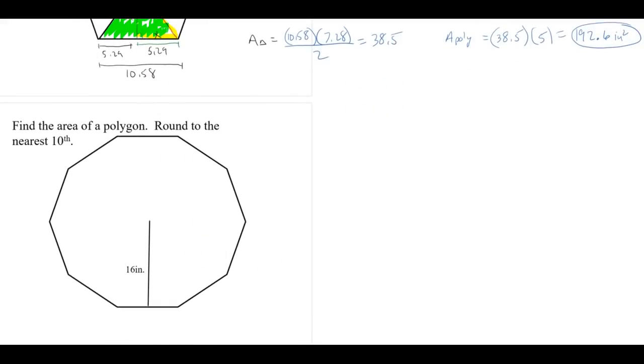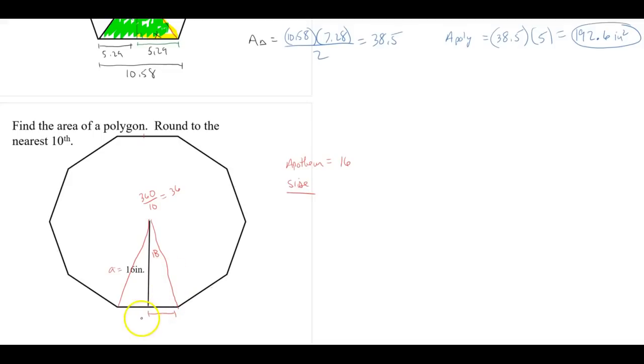The last one, here we're given the apothem. We know the apothem is equal to 16. So now I have to find the side length. If I draw the central angle in, count the number of sides: 1, 2, 3, 4, 5, 6, 7, 8, 9, 10. So we have 10 sides. The central angle is 360 divided by 10, which is 36. When I divide that by 2, this angle is 18 degrees.